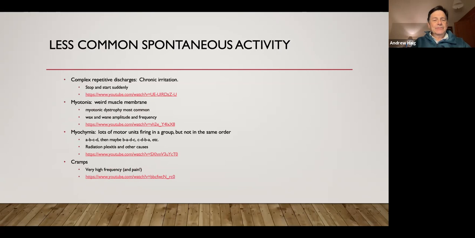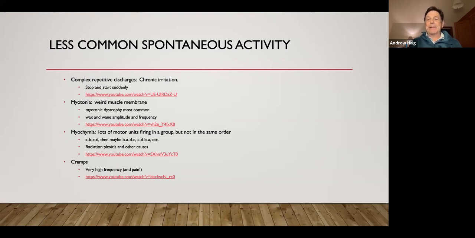So complex repetitive discharges are also a sign of nerve damage, but they seem to correlate with chronic irritative nerve problems. And the science on that isn't so great, but that's kind of the story we have, right? I contrast this with myotonia, which comes below, because complex repetitive discharges start and stop suddenly. Right? And myotonic discharges wax and wane, and they don't stop and start. And you'll hear these, but people will see CRDs and go, ooh, that's a myotonic dystrophy. That's weird, right? So you don't want to do that.